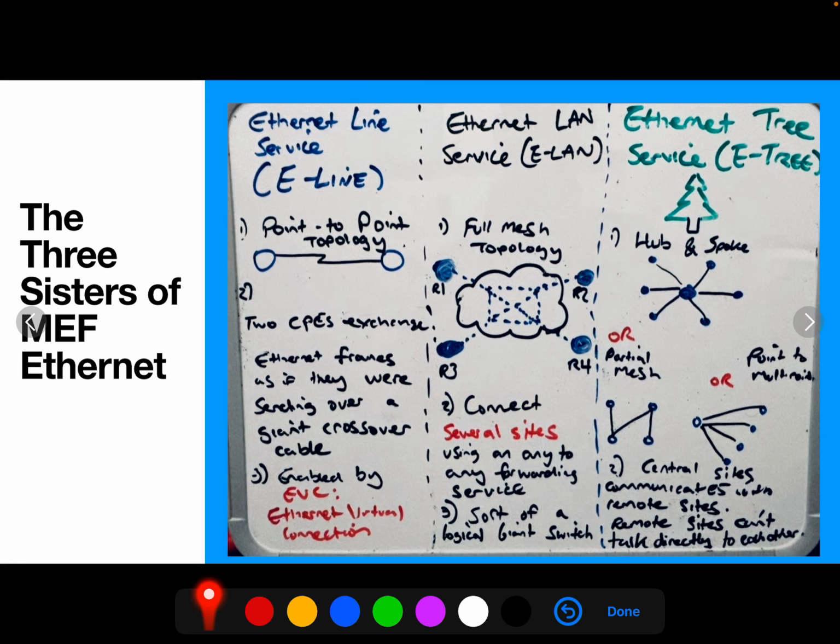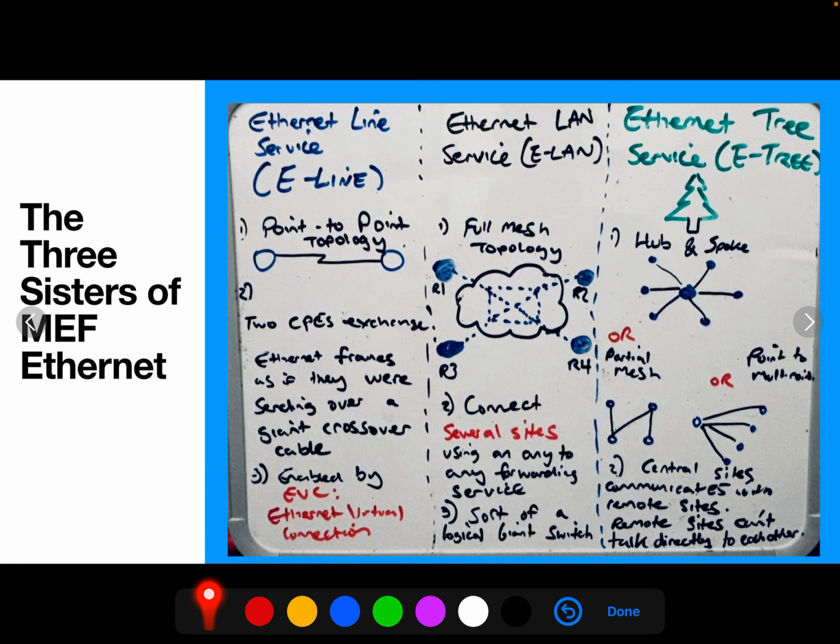So if you imagine a really long crossover cable from 2 CPEs, let's say one is in a branch office in West New York City and the other is in East New York City. You want to connect these 2 CPE devices. Well, if we use E-line, we are going to be sending as if we were sending over a giant crossover cable. That solution will be enabled by something called EVC, Ethernet Virtual Connection. Okay, but that's E-line there. Very brief overview. I'll talk a bit more about E-line in an upcoming slide.